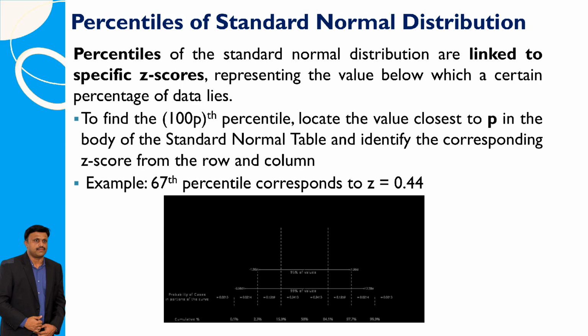If p does not appear, the closest value to p is often used, although linear interpolation provides a more accurate result. Percentiles of the standard normal distribution correspond to specific z-scores, indicating the value below which a certain percentage of data falls. To find the 100p-th percentile, locate the value closest to p in the standard normal table and identify the corresponding z-score from the table's rows and columns. For example, the 67th percentile corresponds to z equals 0.44.